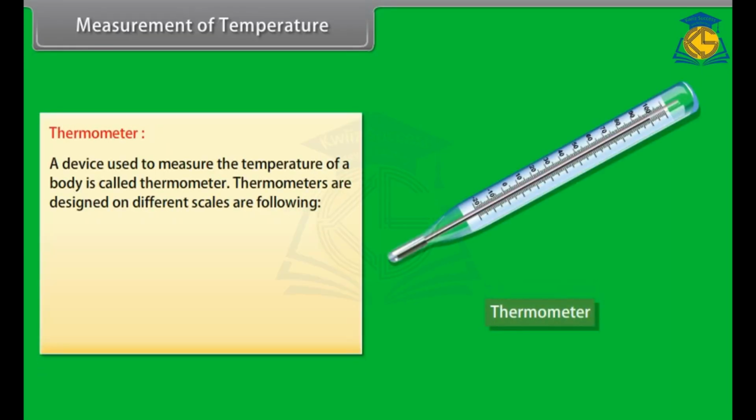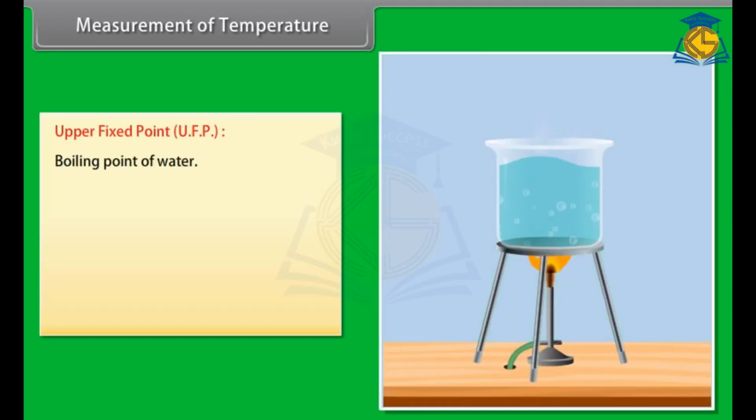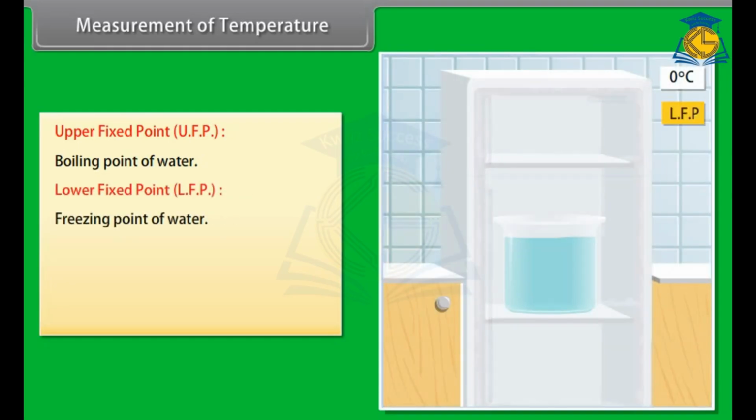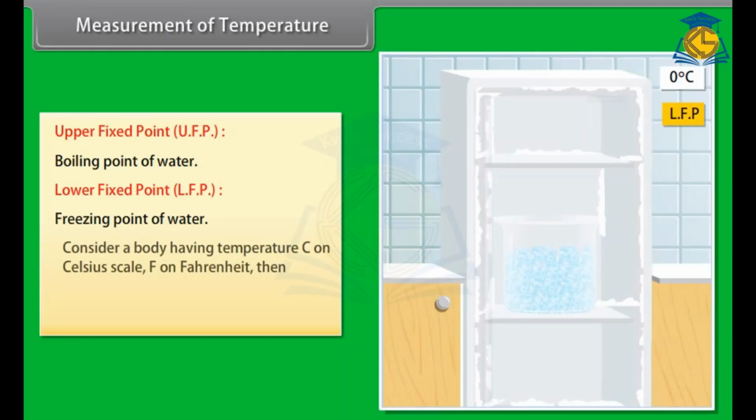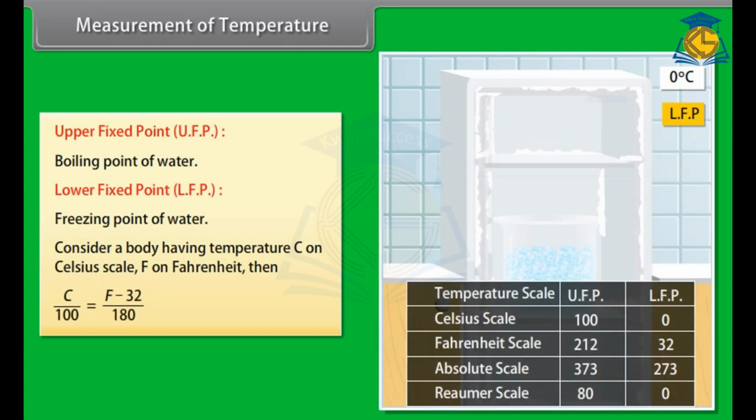Measurement of temperature. A device used to measure the temperature of a body is called a thermometer. Thermometers are designed on different scales, following: Celsius scale, Fahrenheit scale, Kelvin scale, and Reamur scale. Boiling point of water is known as the upper fixed point. Freezing point of water is known as the lower fixed point. Consider a body having temperature C on the Celsius scale and F on the Fahrenheit scale. Then, C/100 = (F - 32)/180.